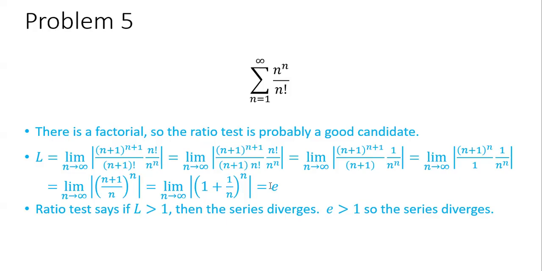Basically you had to be good with your algebra here, and you had to be able to recognize this limit was e. If you were not able to see that, you might have gotten stuck, so hopefully this could be of help if you did get stuck. Now, what does the ratio test say? If L is greater than 1, the series diverges. What's the value of e? It's 2.7 something, right? That's clearly greater than 1, so the series diverges.